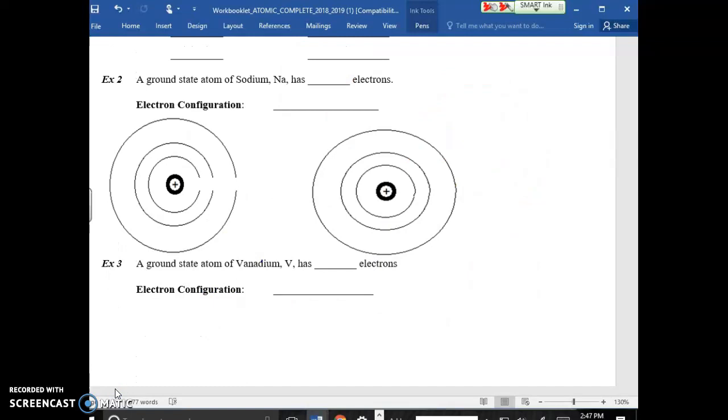A third example is vanadium. I go to table S and I see that vanadium is V. It's element number 23, 23 protons, atomic number 23. And it's neutral, so it has 23 electrons, and we see that it has electron configuration of 2, 8, 11, 2. There are 2 electrons in the first energy level, 8 in the second energy level, 11 in the third, and 2 in the fourth.